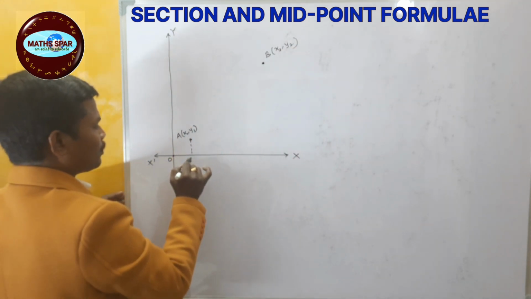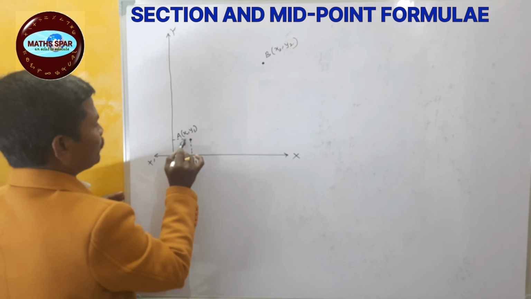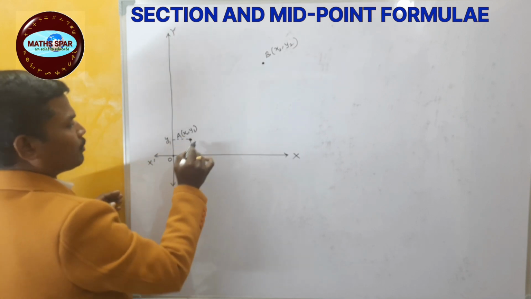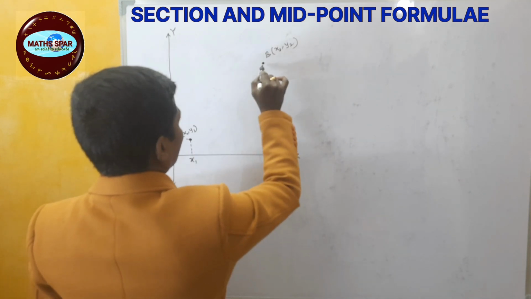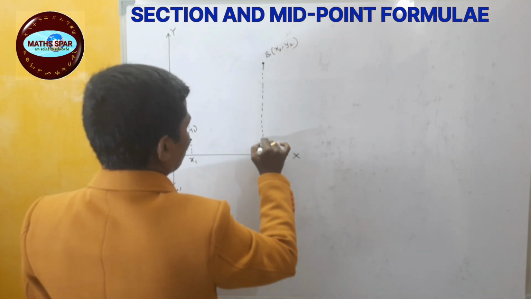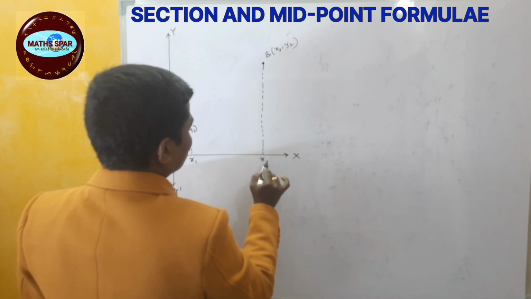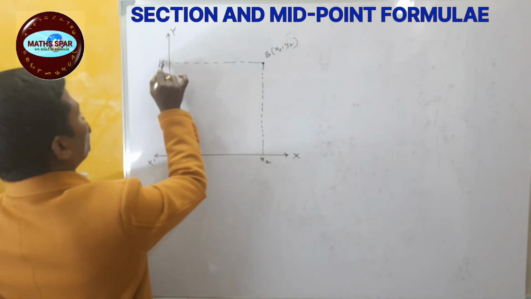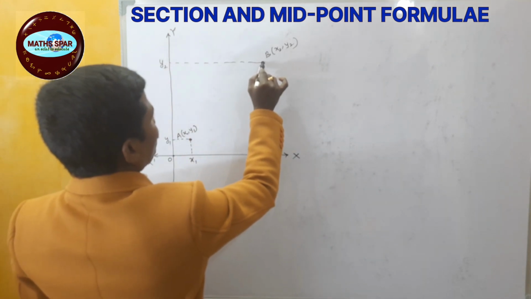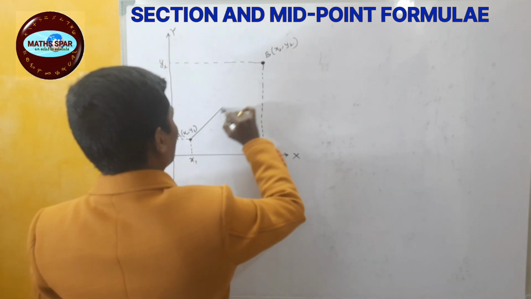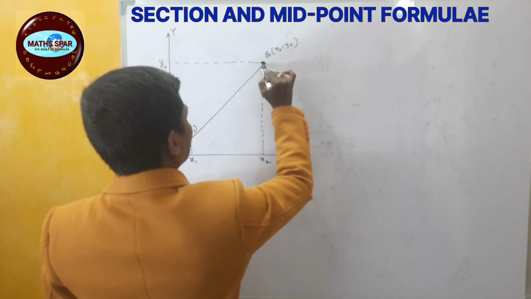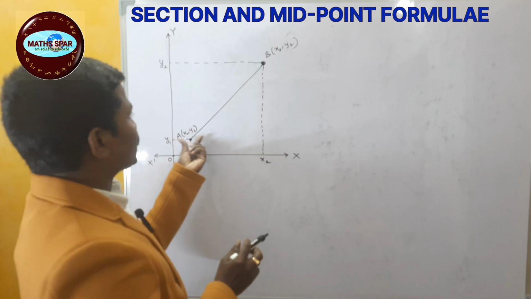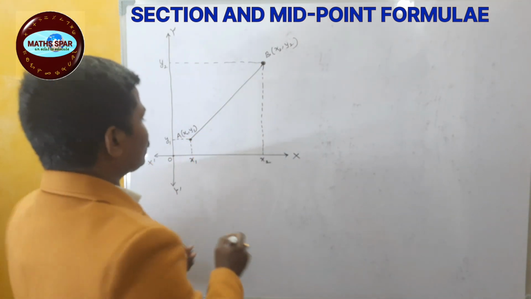Now this is x1, this is y1. So the point is A of x1 comma y1. Then this is x2, this is y2. So the point is B of x2 comma y2. Now this is AB, the line segment joining x1 comma y1 and x2 comma y2.